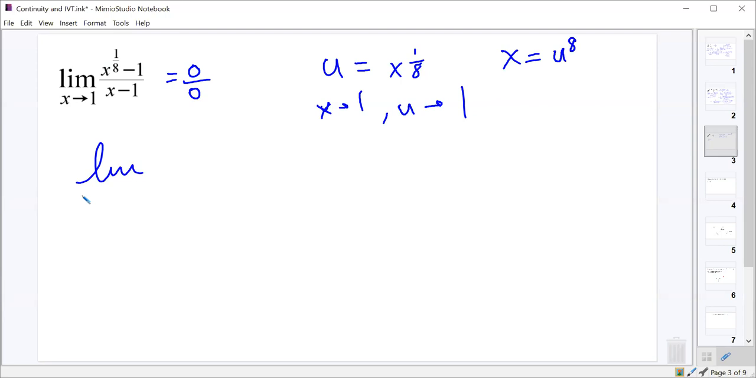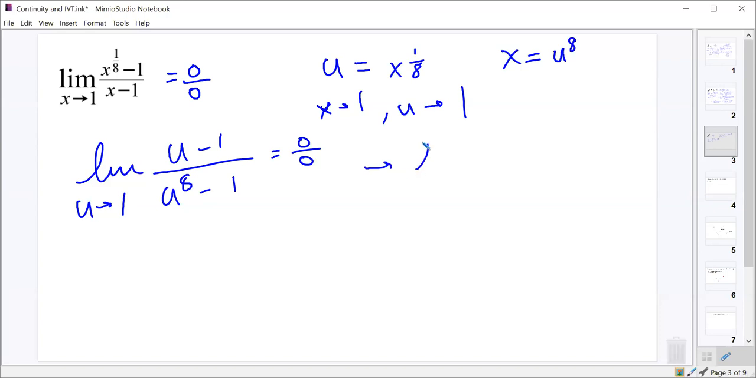So we have the limit as u approaches 1 of x to the 1/8, which was our u, so u minus 1, and in the denominator, u to the 8th minus 1. And then hopefully all we have to do is plug in the 1, but unfortunately when we plug in the 1, what do we get? We get 0 over 0, so we're going to have to do some factoring.